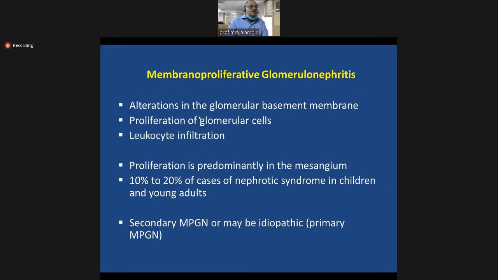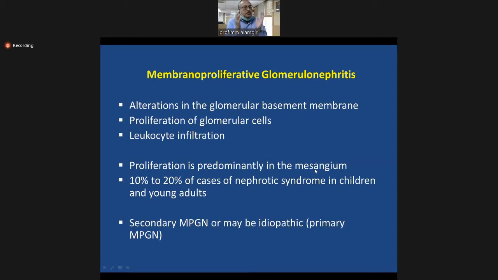So there is alteration in the glomerular basement membrane, proliferation of glomerular cells, leukocyte infiltration. So there is glomerulonephritis characterized by proliferation, inflammation, and thickening of the basement membrane. Proliferation is predominantly in the mesangium. So here the mesangial cells show proliferation. It accounts for 10 to 20% of cases of nephrotic syndrome in children and young adults.